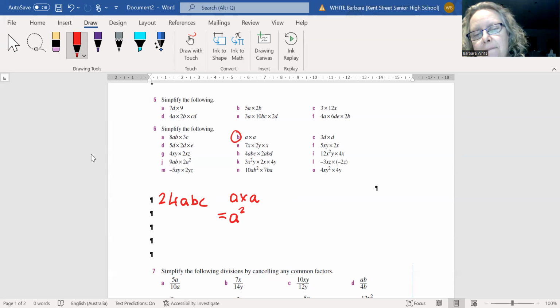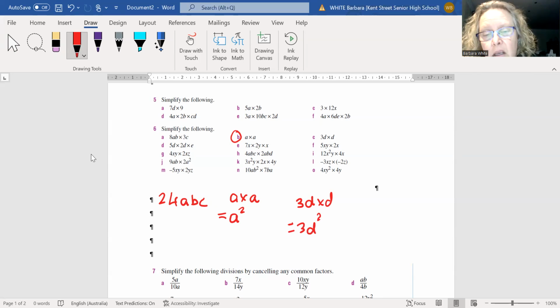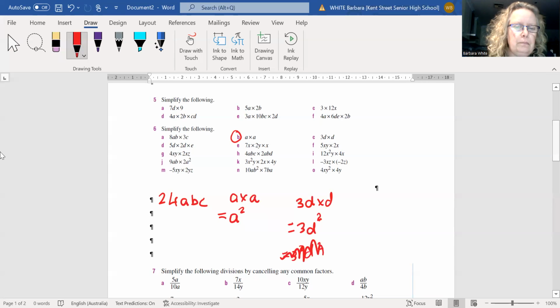3D times D. 3 times D times D again. The squared sign is only attached to the D. It's only D that's times by itself, not 3. If it were, 3 squared or 9, then you could write this, which would be a completely different answer. So don't do that. The squared only goes with the D.